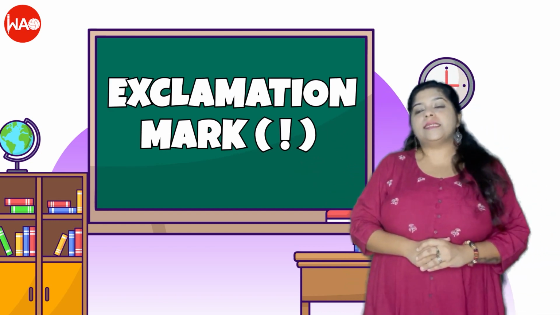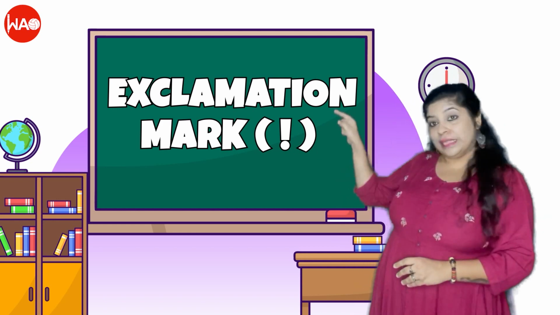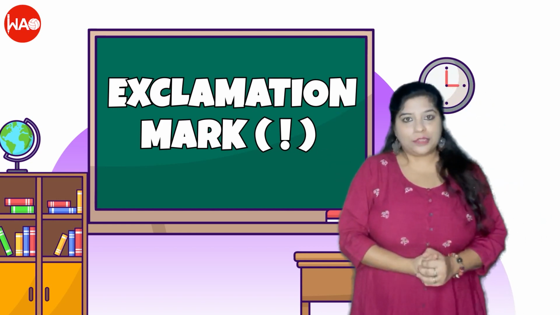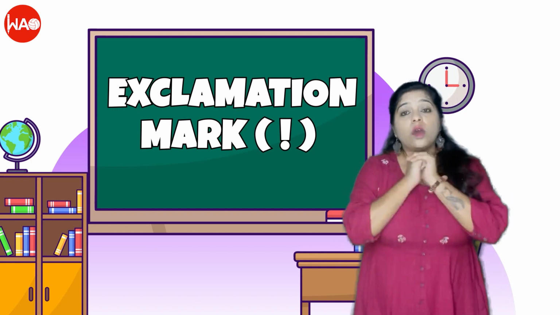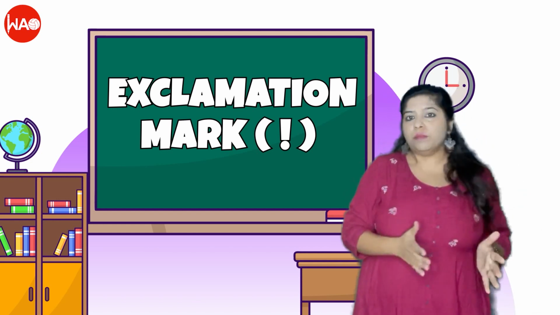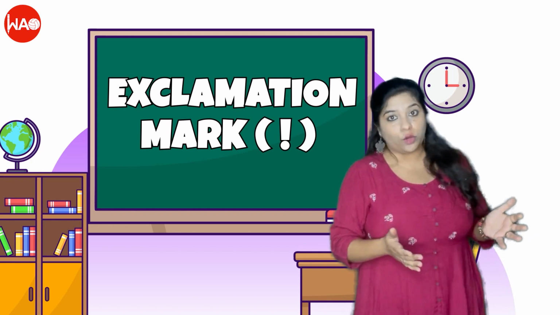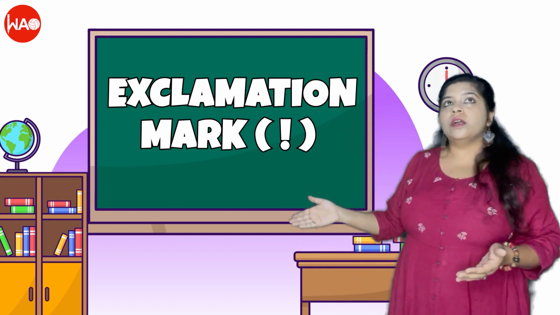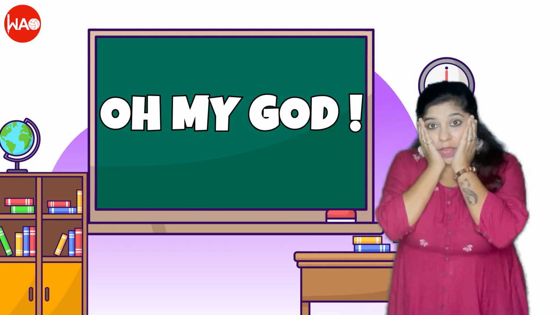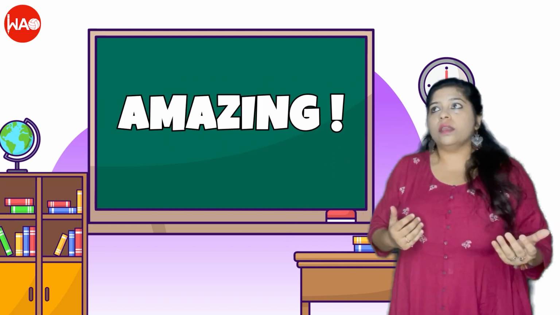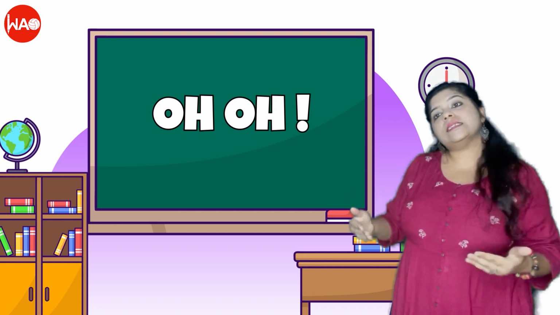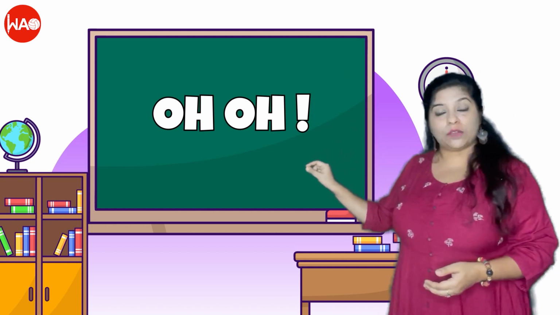Then comes your exclamation mark. This sign. What is an exclamation mark? When you want to show how excited you are, or how scared you are, or any emotion, any reaction that you want to show, you use an exclamation mark. For example, oh my god, wow, amazing, or oh. So all these examples, you use an exclamation mark with them.